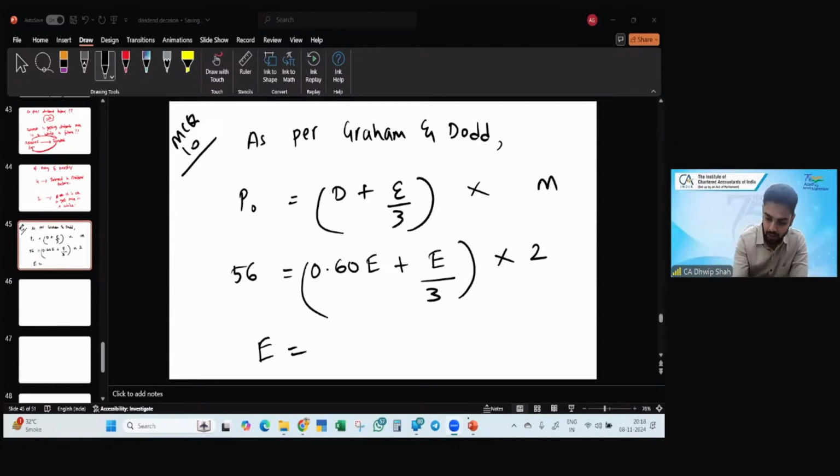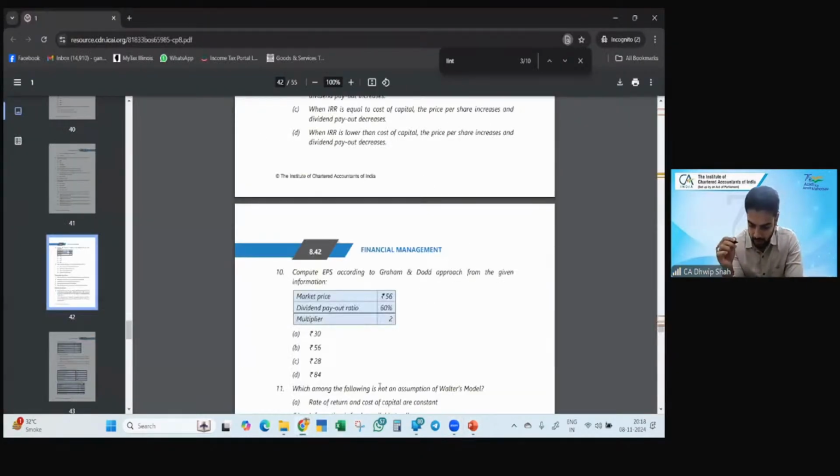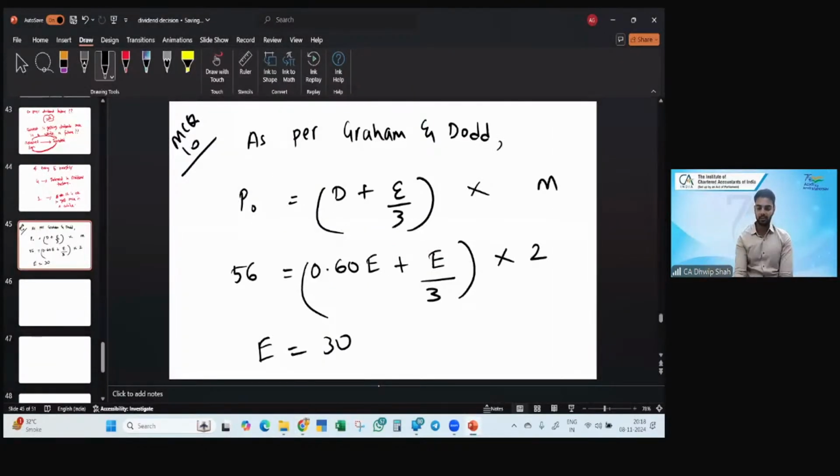ये ध्यान से सुनना. So EPS comes to 30. So 30 in the MCQs, A is my correct answer. ठीक है? MCQ A is my correct answer.